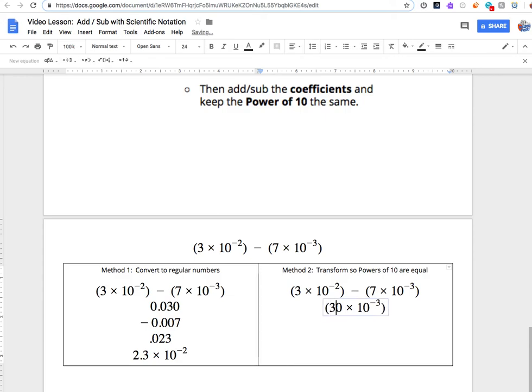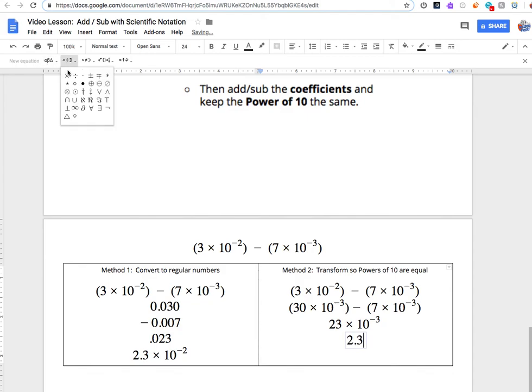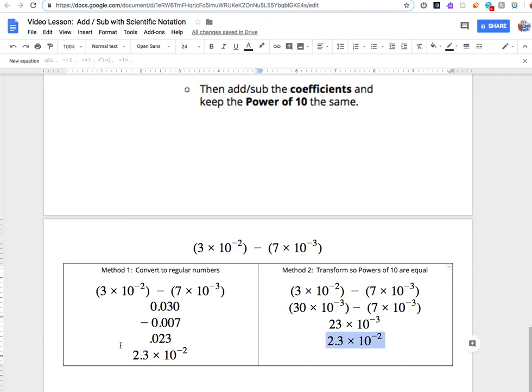Now at that point, we'd be able to take the rest of our equation, subtracting 7 times 10 to the negative third, and then we'd see 30 minus 7 leaves us with 23. That's 23 times 10 to the negative third. And then finally, move that decimal point 1 place to the left. That tells us 23 times 10 to the negative third has the same value as 2.3 times 10 to the negative second. Again, two different methods, both arrive at the same answer.